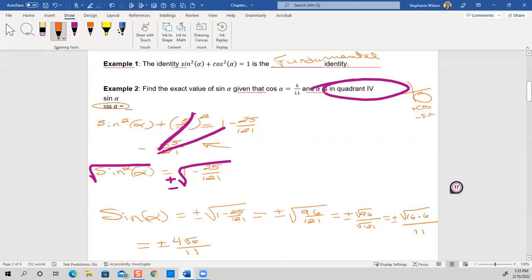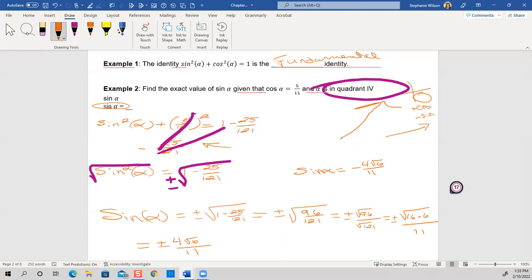Now, before I make my final statement, I go back to this statement here about the fourth quadrant. And I know that sine is negative in the fourth quadrant. So I know my answer is sine alpha equals negative 4 square root of 6 over 11. Okay.